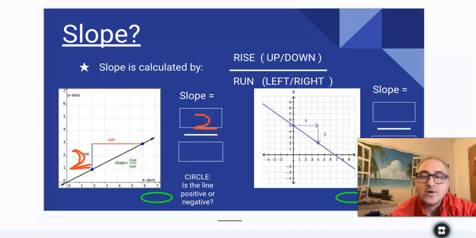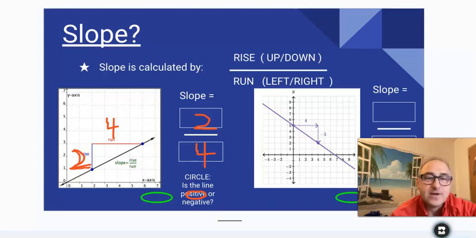And then we're going to count our runs. So again, we're starting at that corner and we're counting full boxes. So 1 full box, 2 full boxes, 3 full boxes, 4 full boxes. So the run is 4. So our slope is up 2 over 4. And this is going uphill, so we say that it's a positive slope.